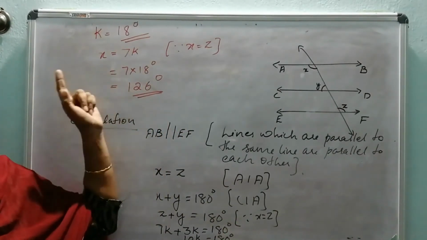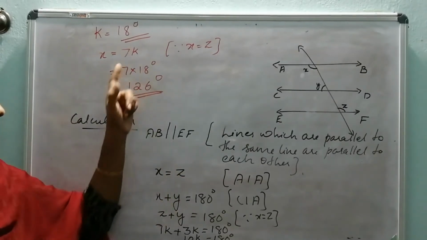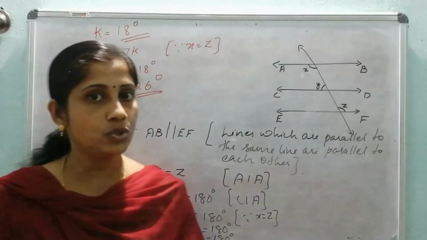So we have to find out the value of x. x is equal to z. z is 7k, that is 7 into 18, that is equal to 126.